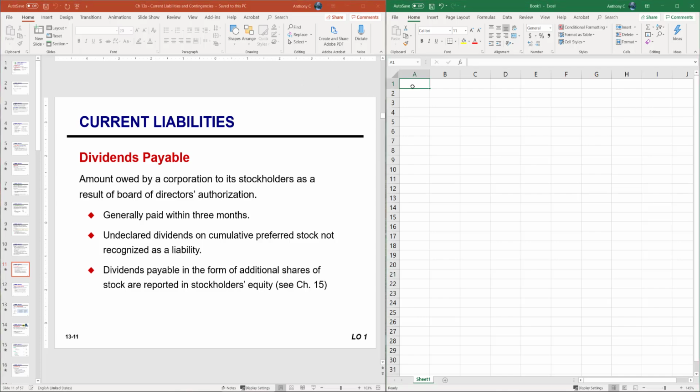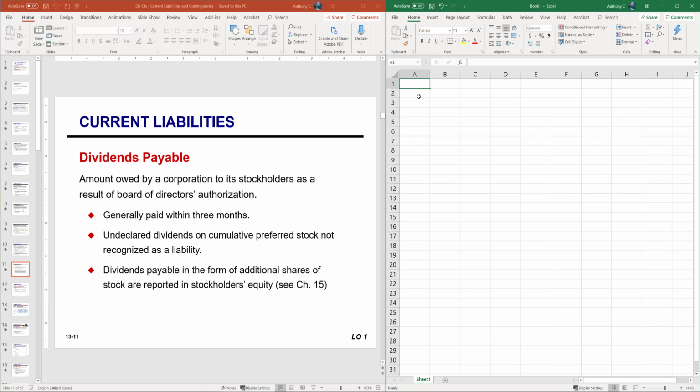Okay, so the next current liability we'll cover is dividends payable. Dividends payable arises when a company declares that it's going to pay dividends. Since dividends will generally be paid in less than a year from the declaration date, they're classified as current liabilities.